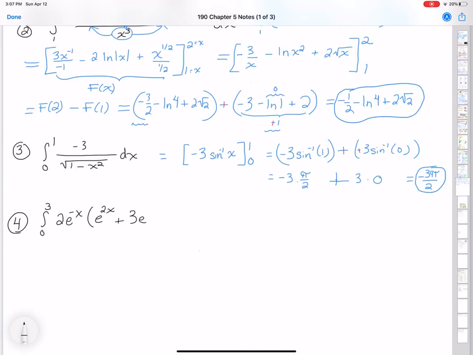All right, so let's look at another one. The definite integral from 0 to 3 of 2e to the negative x times e to the 2x plus 3e to the x dx. All right, well, we cannot take the antiderivative of a product as the product of the antiderivatives.